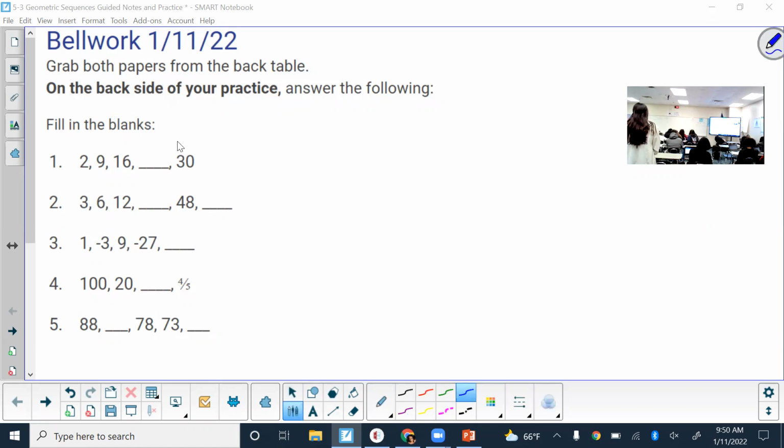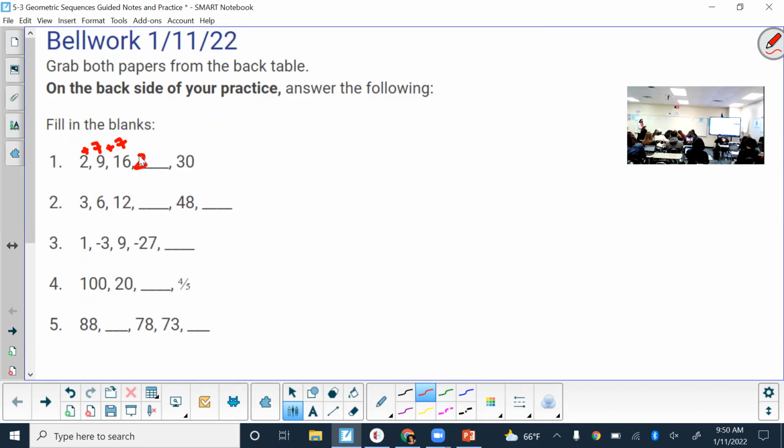Number one, on the back side of your practice, you have a bunch of free space. Even if you didn't get to it, just fill this in on the back side as we go through them. But what is the pattern between these numbers? What is happening each time? Like between 2 and 9, and then 9 and 16, what's the trend? We are adding 7. And is it consistent throughout? So then what number fits in here?